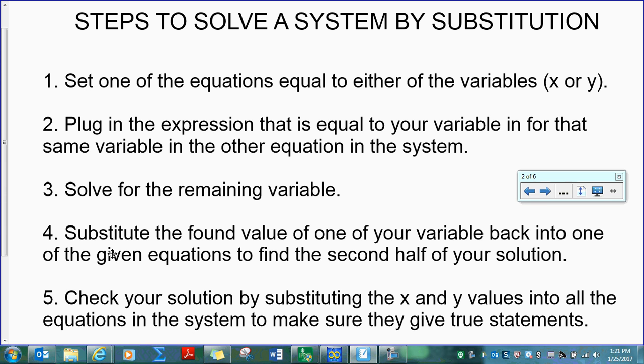Step 5 is just to check your solution by substituting in your x and your y values into all the equations in the system to make sure you get true statements for everything. Okay? Let's go ahead and try.